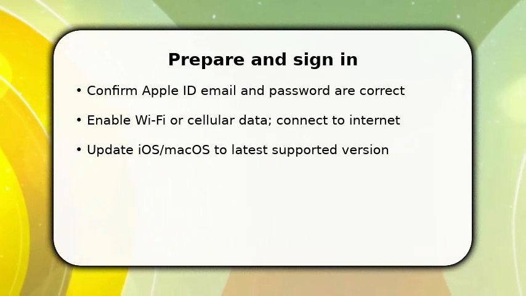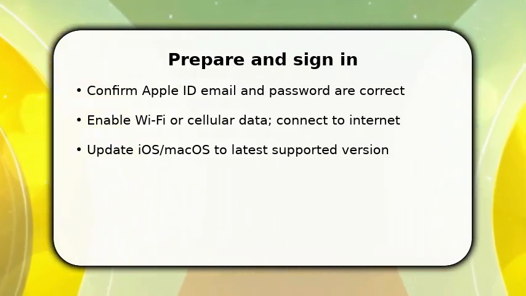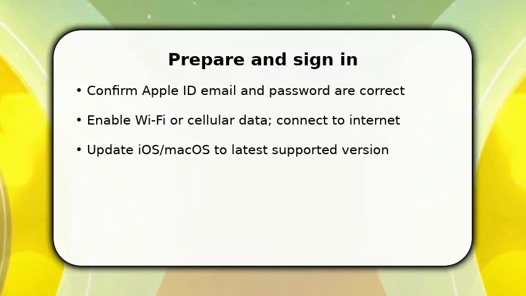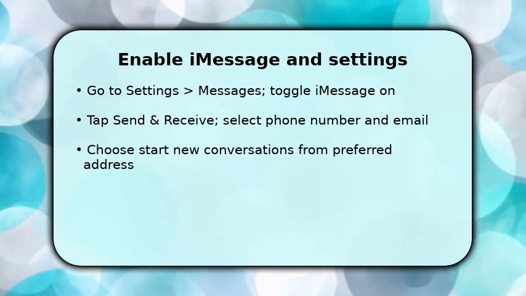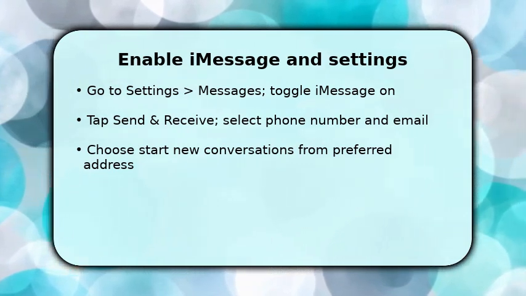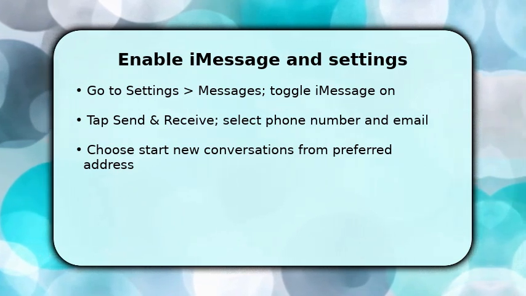This first step ensures your account identity is verified before you enable iMessage, which prevents activation errors. Now enable iMessage and link your Apple ID to the service. In Settings, open Messages and toggle iMessage on. The device will attempt activation.